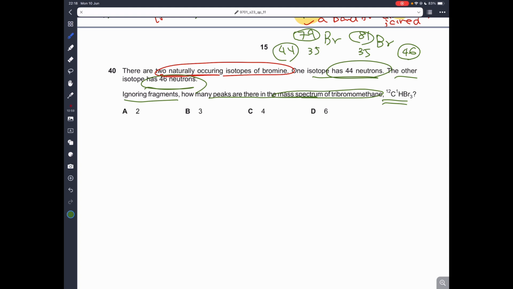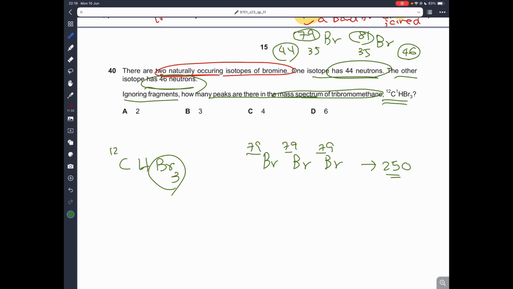tribromomethane? Okay. So we can draw the structure here: C, 12, H, Br3. HBr3. So there are three bromine atoms, so there can be several different combinations. Firstly, all the bromine could be 79. So this will give us a mass of 250: 79 plus 79 plus 79, plus 13 for CH, is 250.